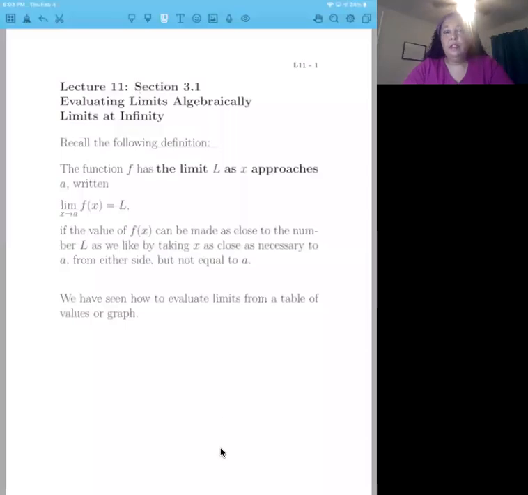Okay, this is lecture 11, and we are continuing on to limits. Remember, we got the notation for limits that looks like this, and the way we say it is the limit as x goes to a of the function equals L. And something that you might see, let's just do a quick example.